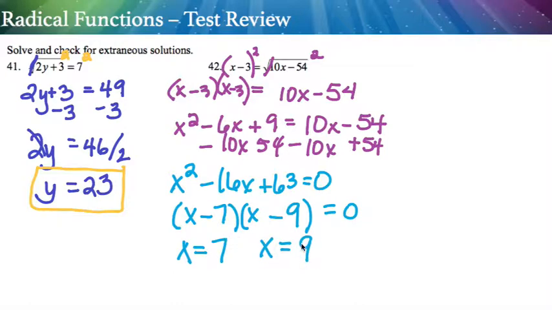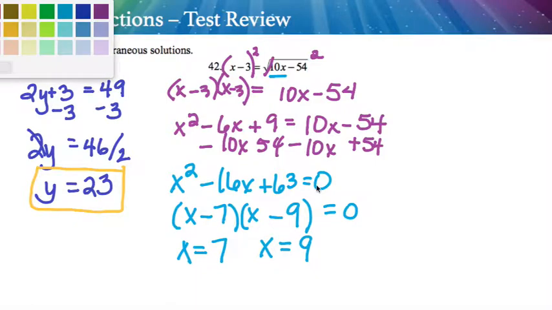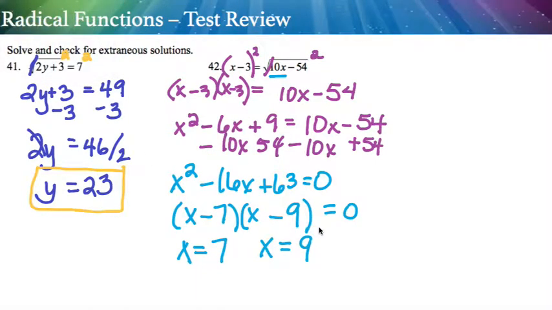Okay, now let's check. So 9, if I plug 9 in, I got 9 minus 3 is 6. So let's see here. 90, if I put 90 right here, I've got 90 minus 54. 90 minus 54 should be 36, and the square root of 36 is actually 6. So guess what? 9 works.